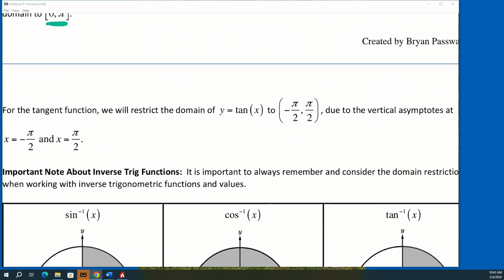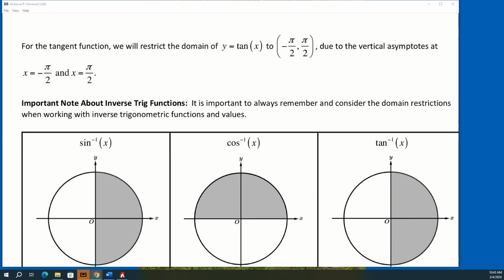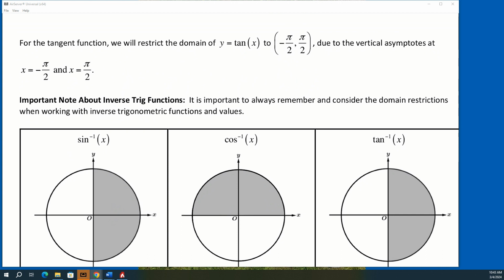All right, and then for tangent, I don't have the graph on here, so I was trying to not use a ton of paper. But for the tangent, you're going to use that one period of the tangent where the domain is from negative pi over 2 to pi over 2.